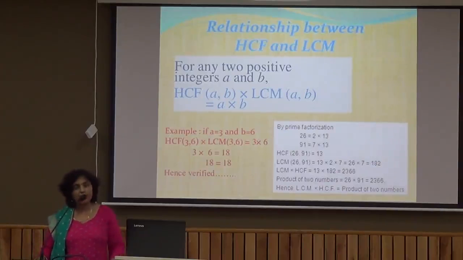The LCM and HCF product is 2366, and the product of 26 and 91 is also 2366. Please mind, students, this relationship holds only when you calculate the HCF and LCM of two numbers. It does not hold for three numbers.